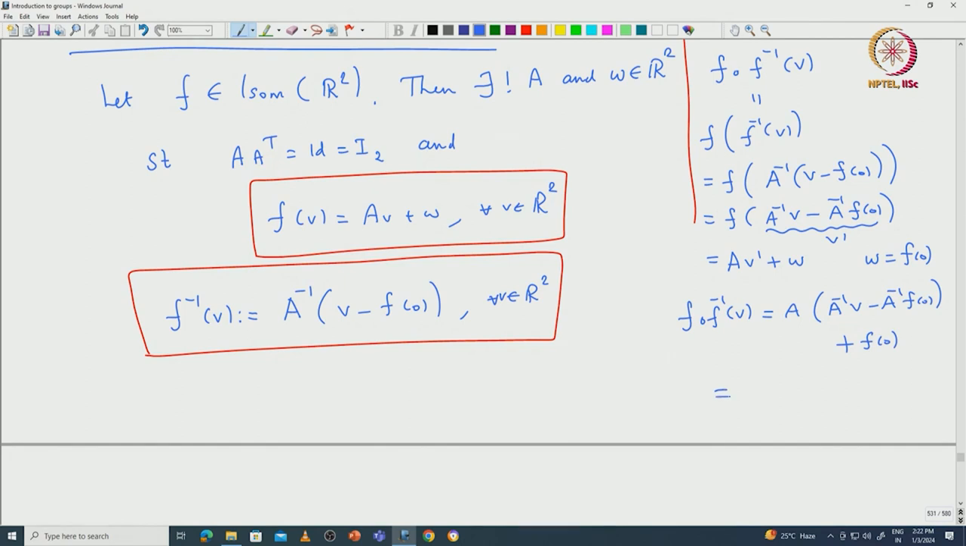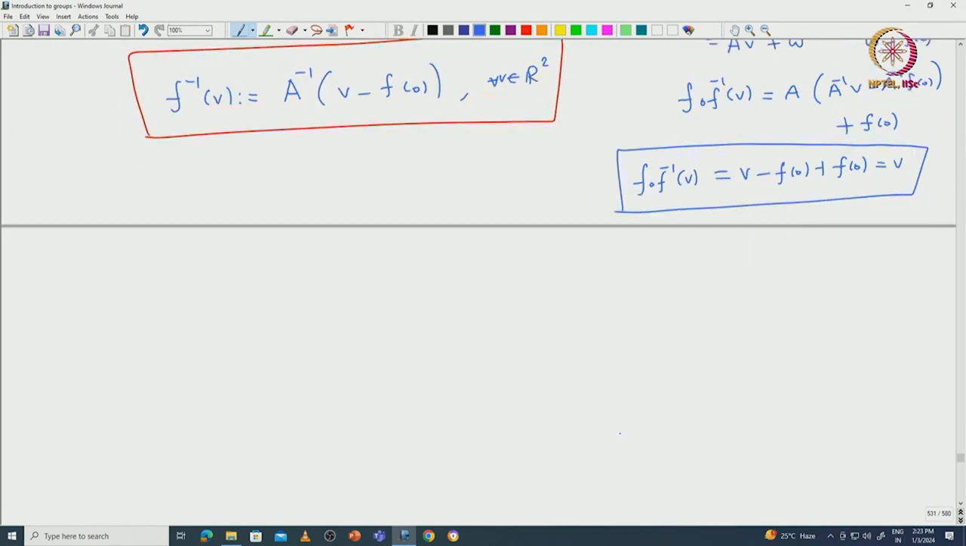So now if you do the calculation, you can see that F composition F inverse of V is nothing but V minus F of 0 plus F of 0. So that gives you V. So basically F composition F inverse is nothing but the identity map. And similarly, you can do the computation for F inverse composition F of V. Maybe let me do it.